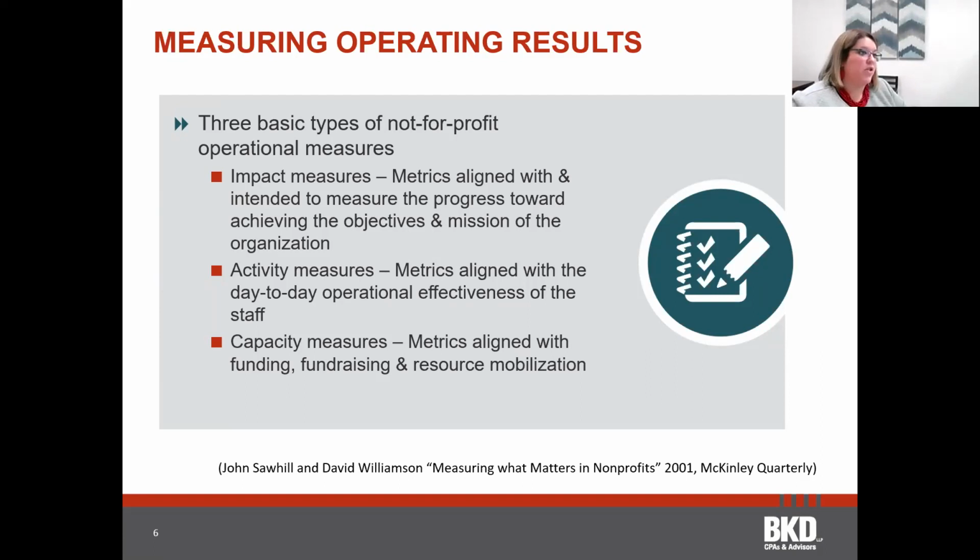So when we look at measuring operating results, there's 3 basic types for nonprofits. So looking at your impact measures. So basically, how are we getting to that objective and mission of the organization? The activities, so that's more your day-to-day effectiveness of the staff. How are we doing? And then you look at capacity, much more around funding, fundraising, resources.